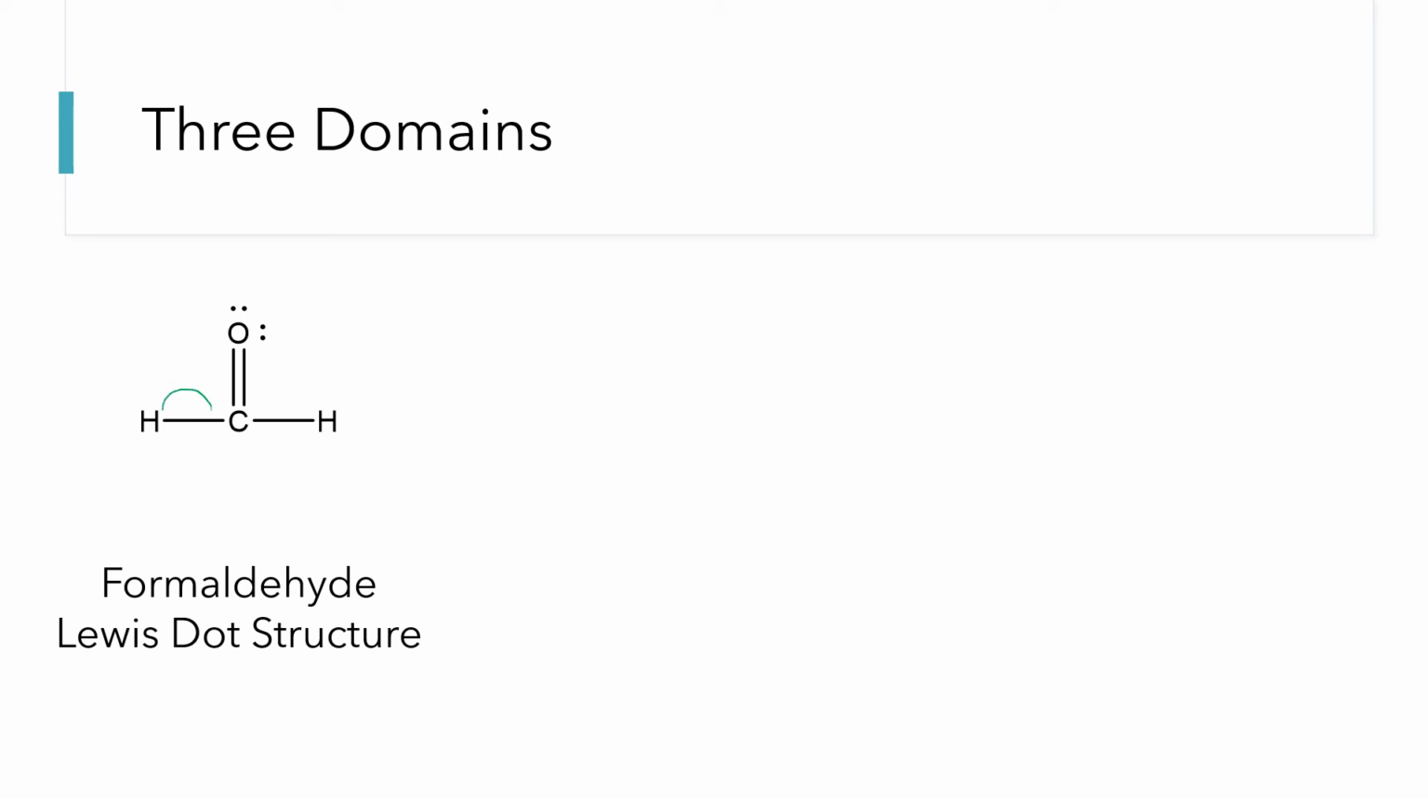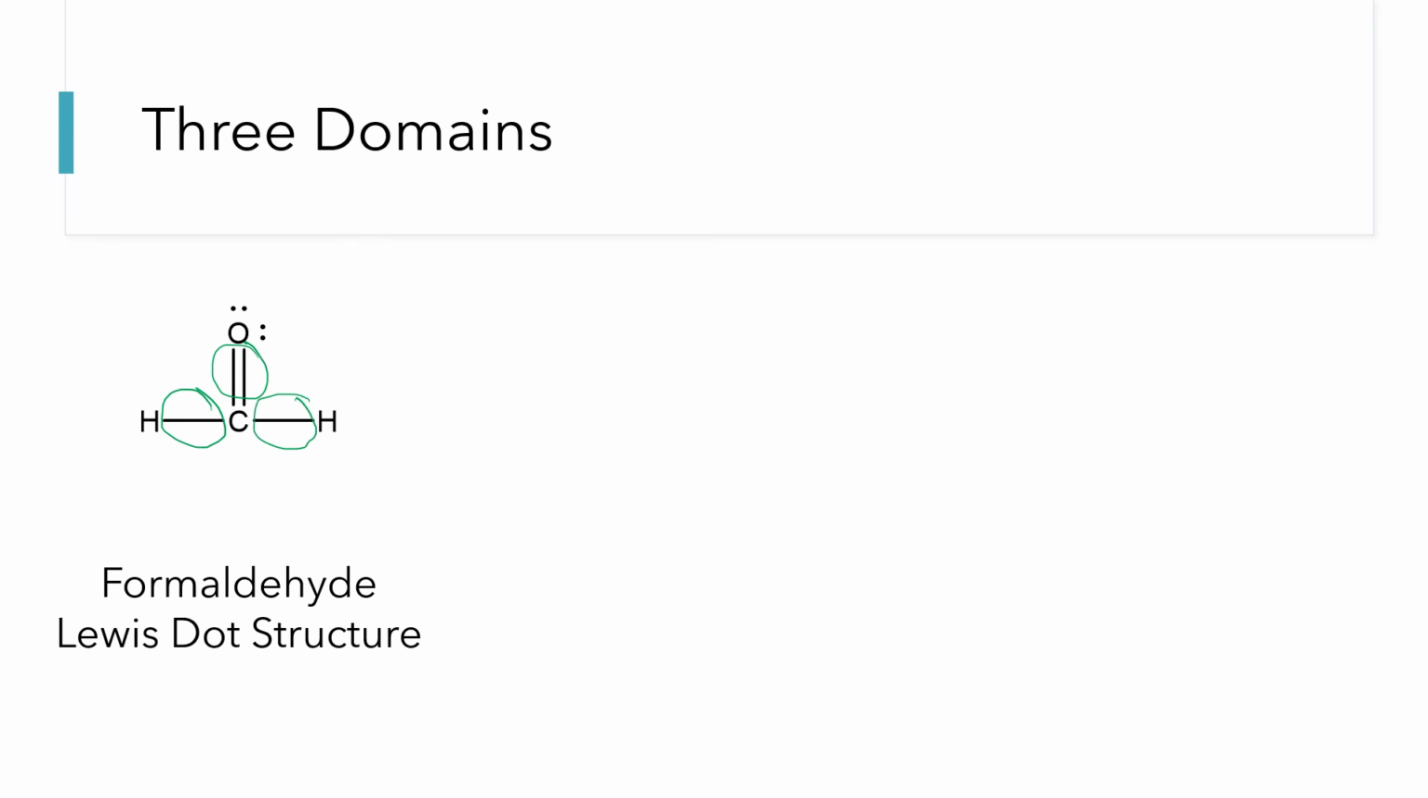We have a single bond right there, that's one domain. We have another single bond right there, and we have a double bond there. So that gives us a grand total of 3 domains. Those three domains want to arrange themselves around that central atom as much as they can. Notice the way this Lewis dot structure is written, it looks like we've got bond angles of 90 degrees and 180 degrees because everything in Lewis dot structures ends up with 90 or 180.